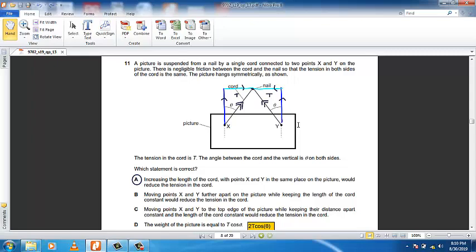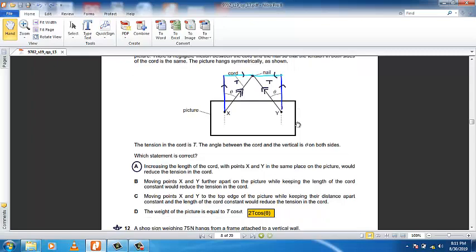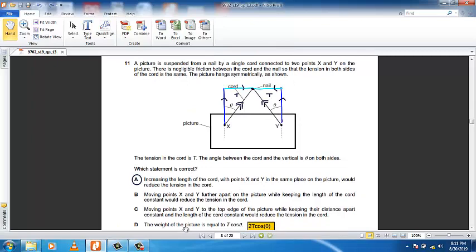So you have to see that first consider D. D is the weight of the picture is equal to T cos theta. Weight is a vertical force, which you know that this is T and this is T. So it's T cos theta and this is also T cos theta. So it's 2T cos theta. So weight would be equal to 2T cos theta. It's not T cos theta. D is not a possibility.